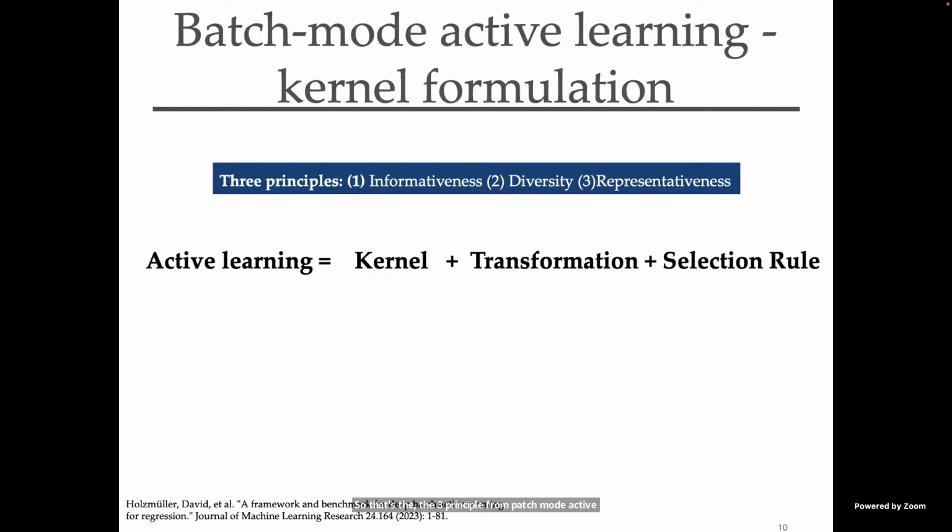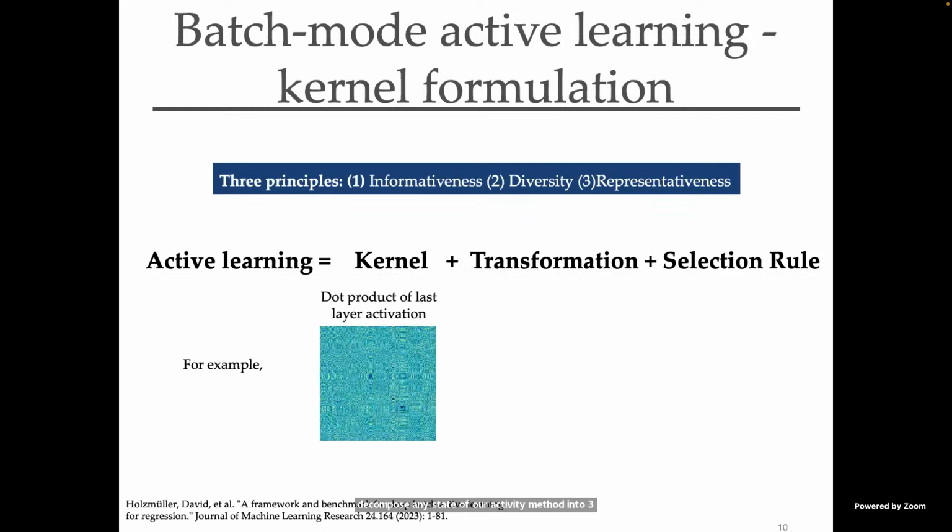And luckily, we found this really nice reasoning framework by Holzmüller et al. They decompose any state-of-the-art active learning method into three modules, called kernel, transformation, and selection rules. For example, the kernel is defined as similarities between the perturbations that are selected and unselected. One simple way is to take the predicted outcome and take the dot product, which measures the similarity between perturbations.